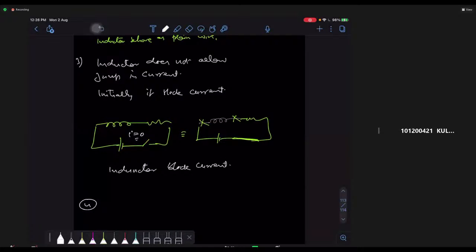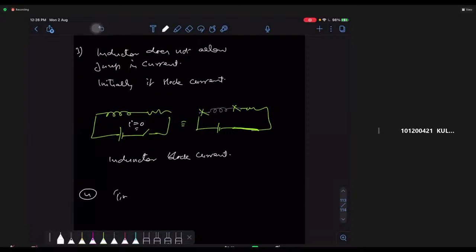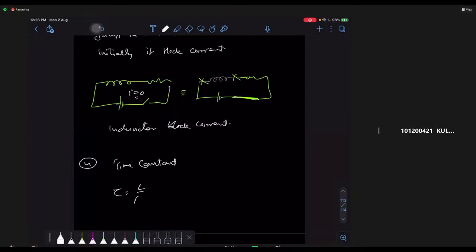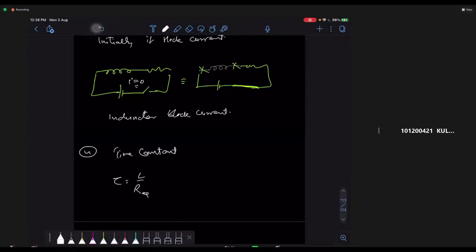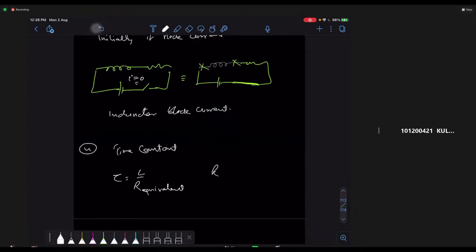Now, the fourth important property we can consider here is the time constant. We can say it's L by R. Here R is going to be the equivalent resistance for a complicated circuit. So R is the resistance experienced by the inductor. So in a more complex circuit, your time constant will be L by R. I hope you understand the point, yes?